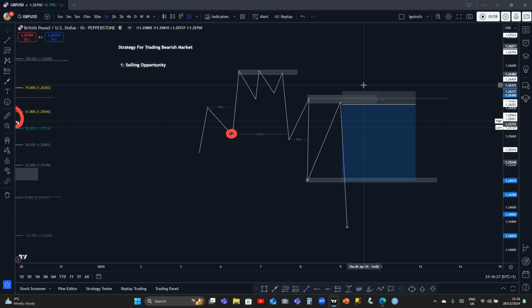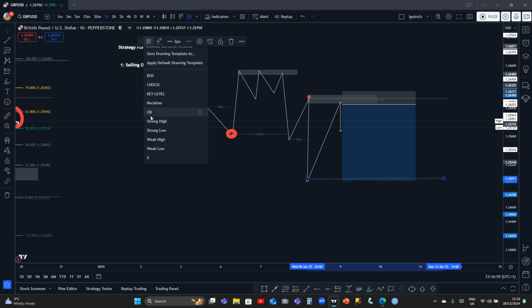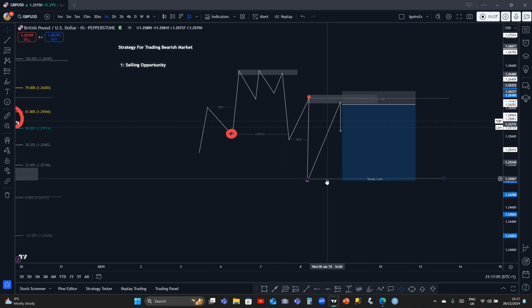So now we are expecting price action to come like this and take out this low. Why? Because it's a weak low. This very level here, it's a weak low. You understand? This is a strong high. This is a weak low. You now mark it as a weak low.